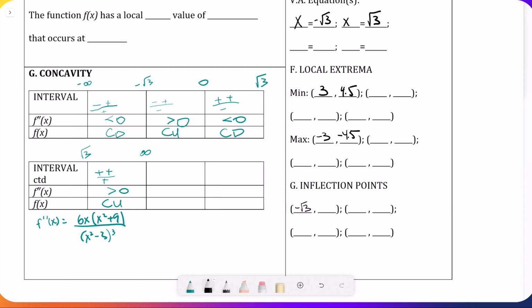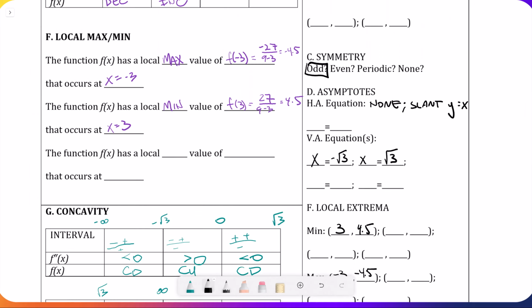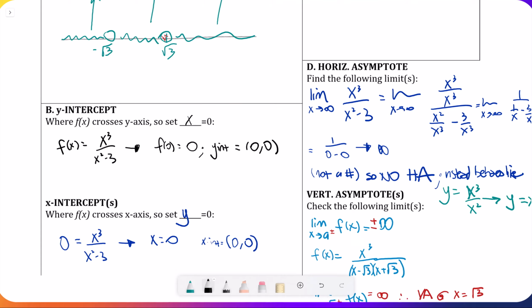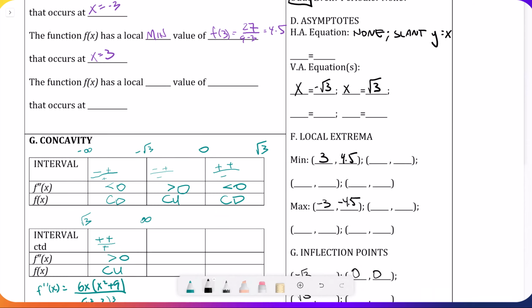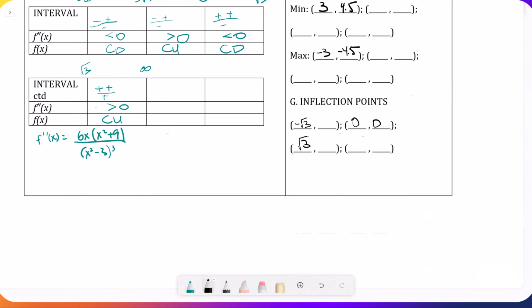Next is 0. So if concavity changes at 0 from CU to CD, and that is a point on the curve, it's the intercept, right? So we'll put 0, 0. And then finally, we go from CD to CU at radical 3. And so therefore, that's another location of inflection, but it's not an inflection point because, of course, it's not a point on the curve. So we should be able to take all of these facts, along with all of these very specific points, and pin down a look for what our curve should be.